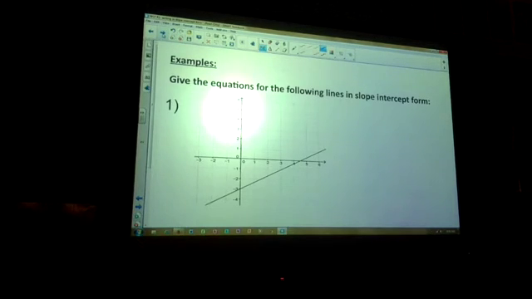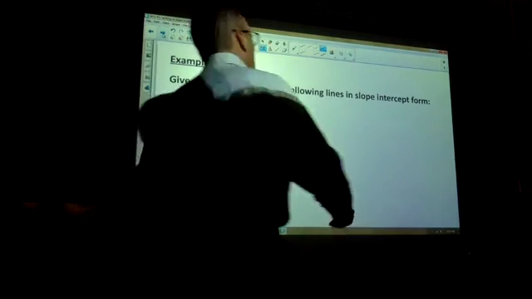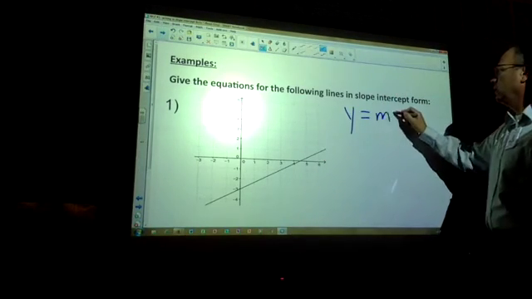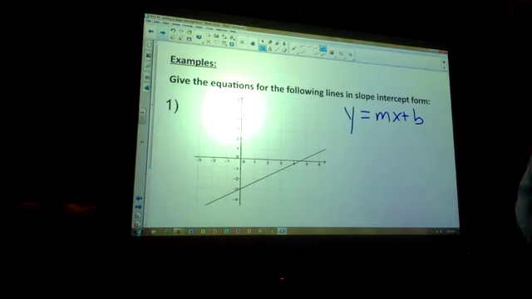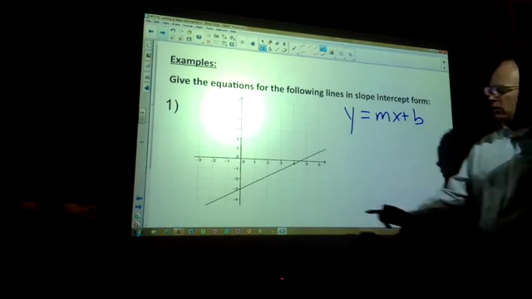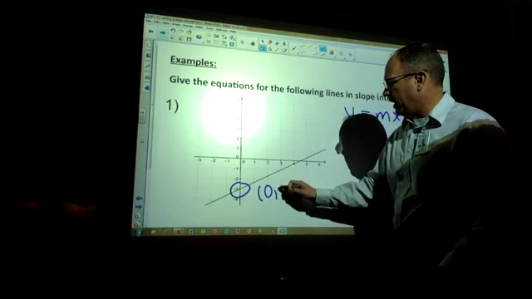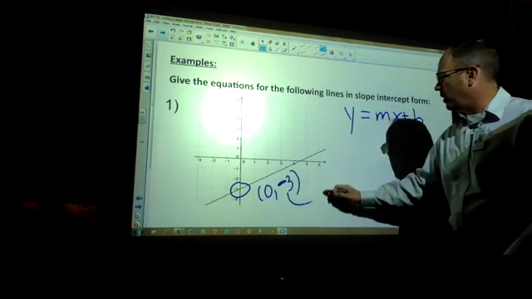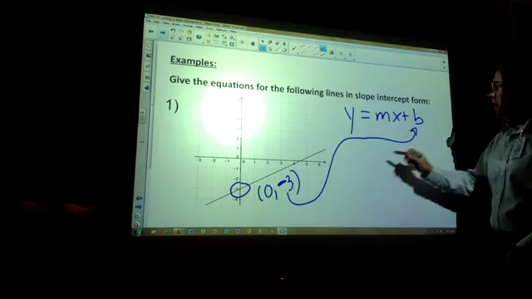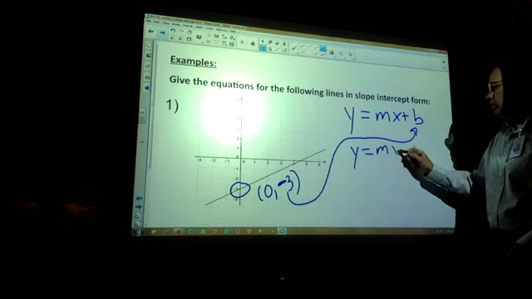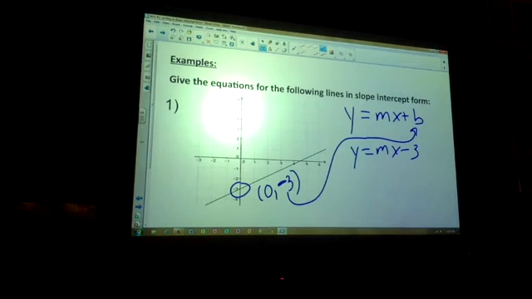All right, give the equation of the following lines in slope-intercept form. So let's use this. Is there information up here that we know? Yes, the y-intercept. Give me this as a point though. This right here is the point (0, -3). So this value goes where? To the b. All right, so now we know this. Why is it negative? Because it crosses down there, right?